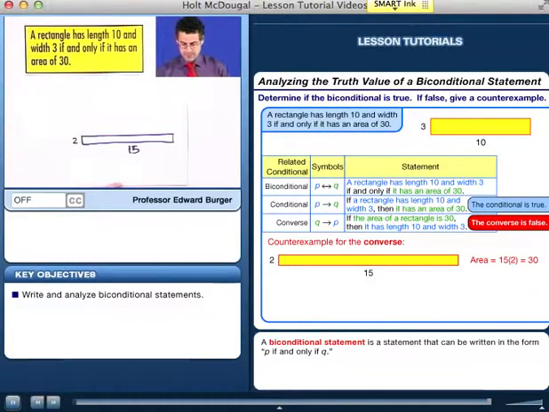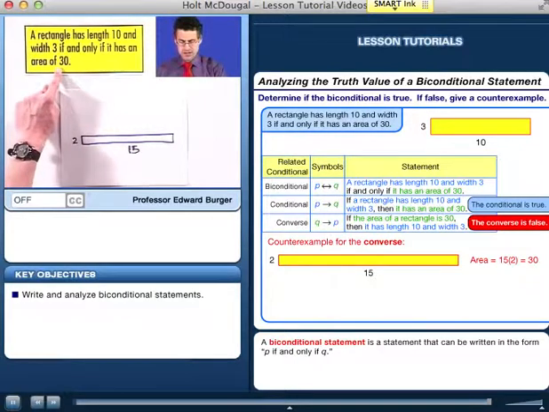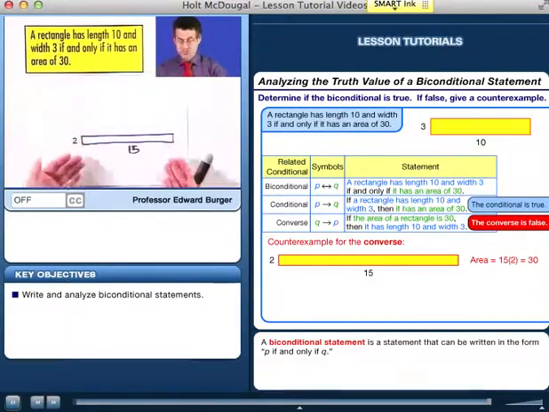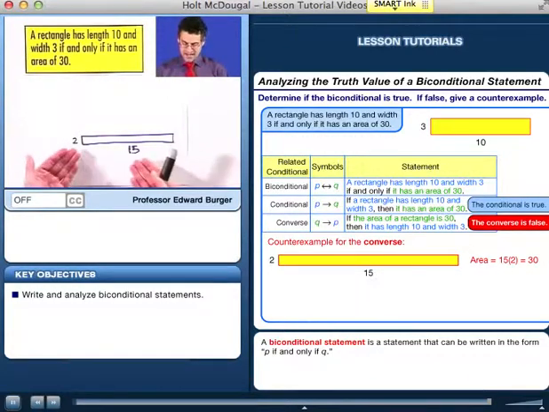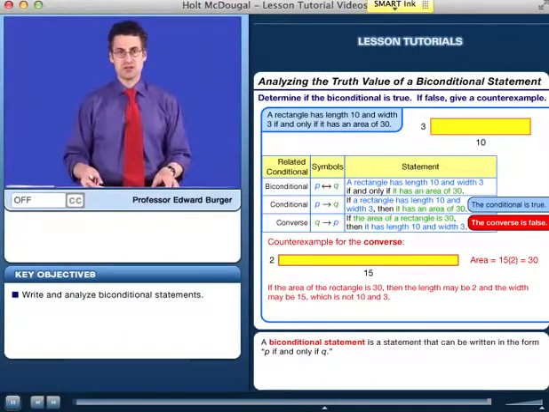So check it out. The statement was, if the area of a rectangle is 30, then its length is 10 and its width is 3. We've just produced a rectangle whose area is 30, and yet its length is not 10 and its width is not 3. This is actually a false biconditional statement.